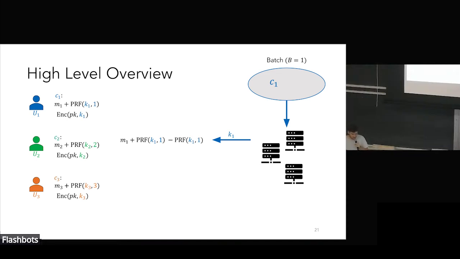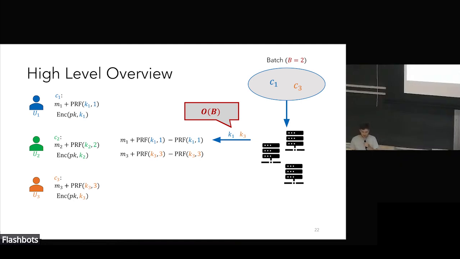To see how we decrypt, let's start with the easy example of a batch that only contains one transaction, only C1. If the committee wants to decrypt this batch, they just decrypt K1 in a distributed manner. Once K1 is known, anyone can recompute the PRF, evaluate it at index 1, undo the mask, and recover M1. Okay, so far so good.